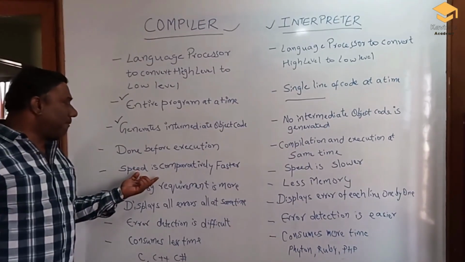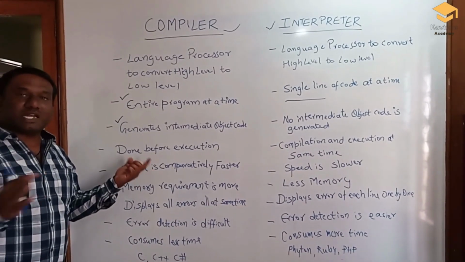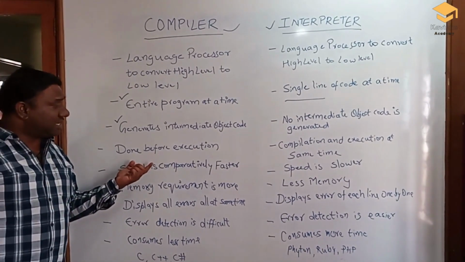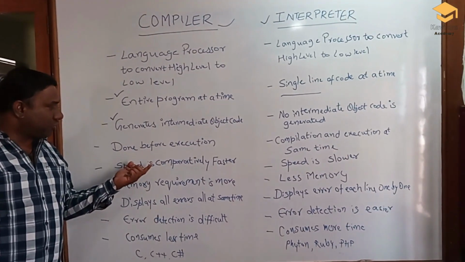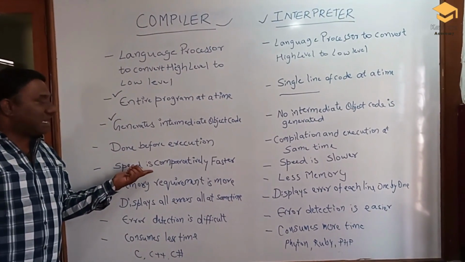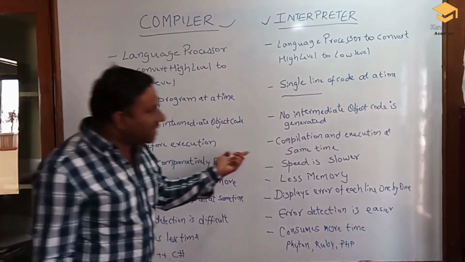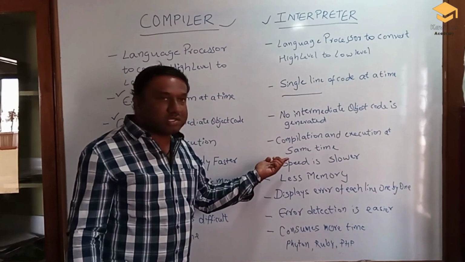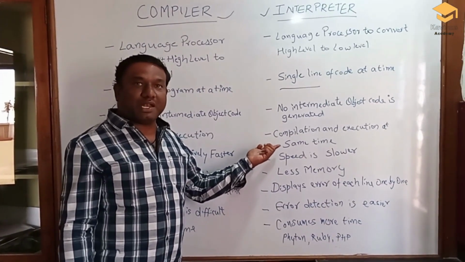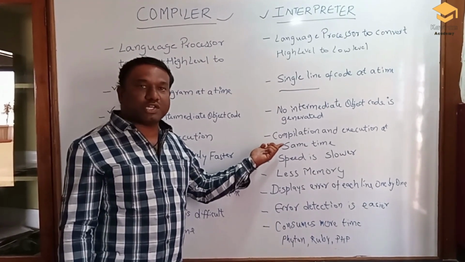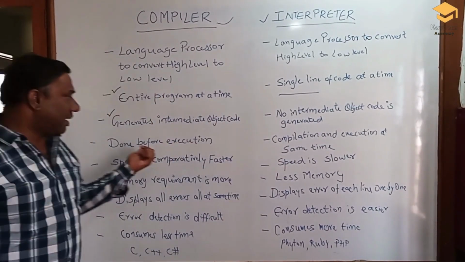A compiler is faster because an object code has been generated, and whenever we run this object code, you get your output or execution. So it takes less time to execute your program. Whereas here the speed is slower because there is no intermediate object code. So line by line compilation and execution is done, and it is a little bit slower compared to the compiler.